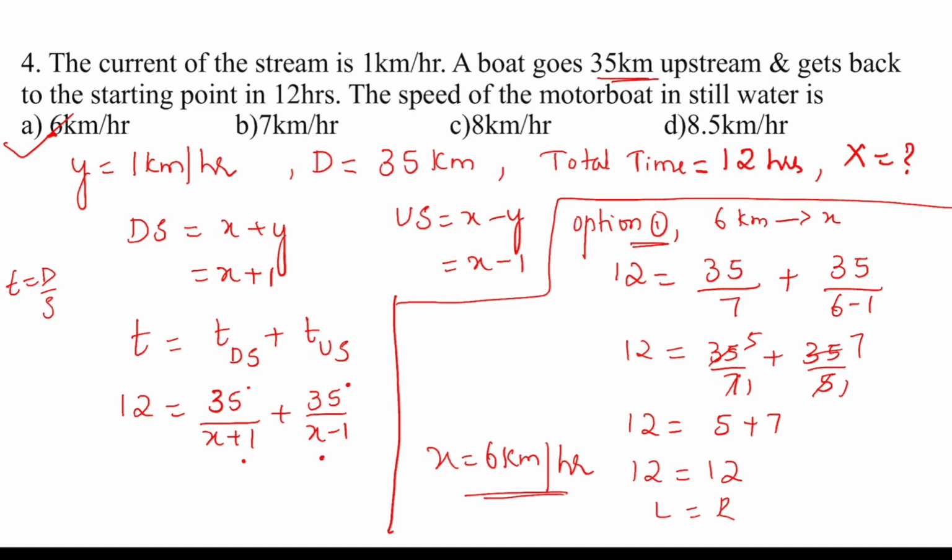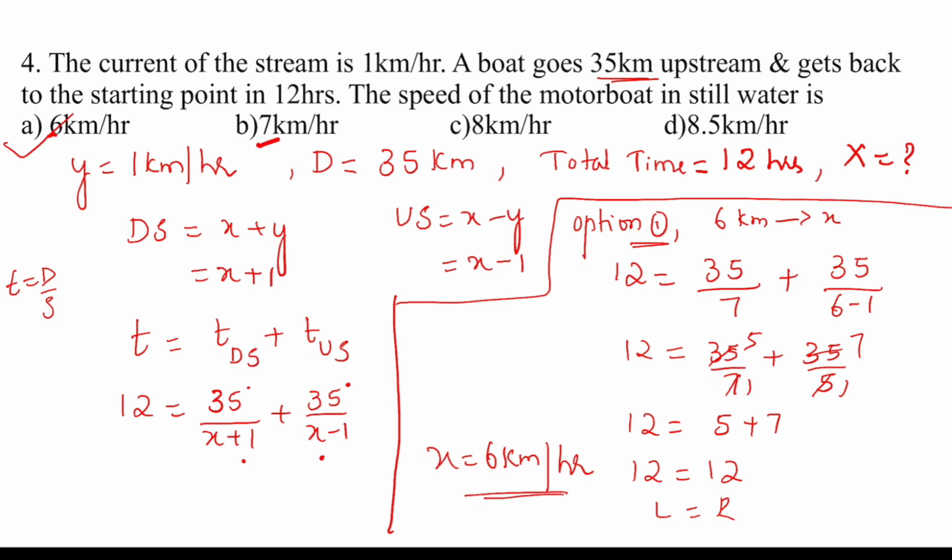Now you might be thinking, since it is the first option we directly got it, but if it was the fourth option, what would happen, isn't it? So it will not take much time, hardly a few seconds to check each option, isn't it? Now orally also you can check. Now for example, take B, 7 kilometer. So 7 plus 1 will be 8, isn't it? So it would be 35 divided by 8.